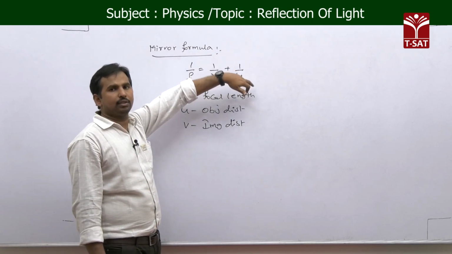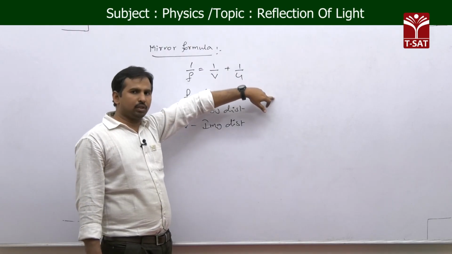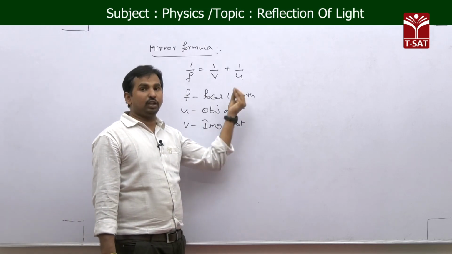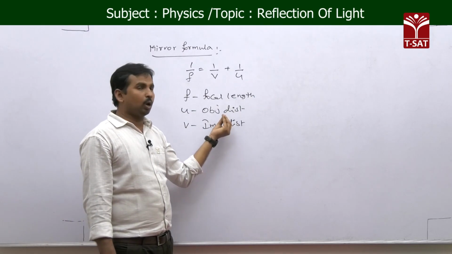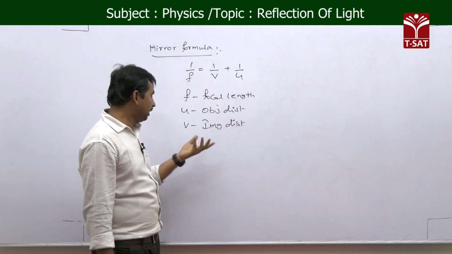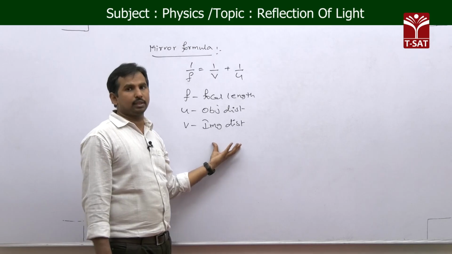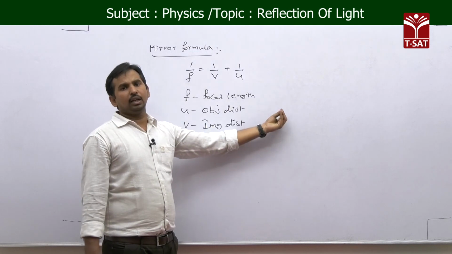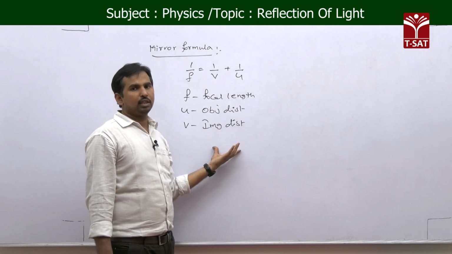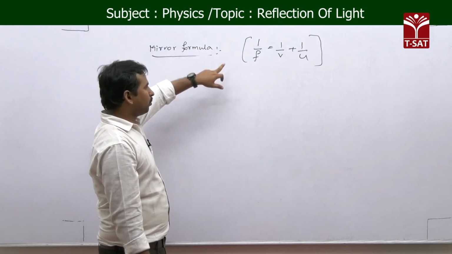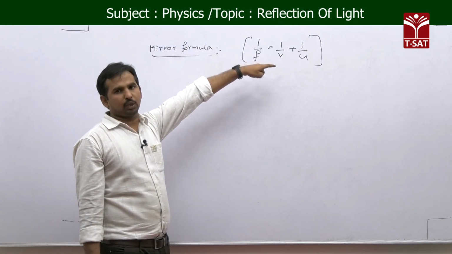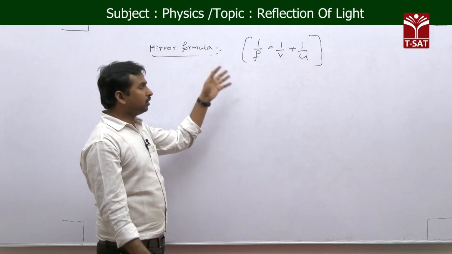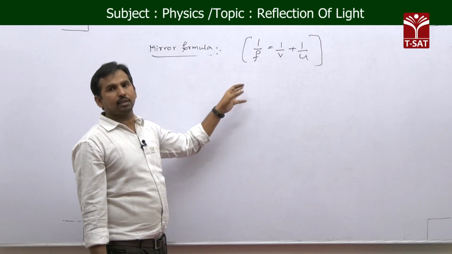Focal length is the distance between the pole and the focus. Object distance is the distance between the mirror and the object, and that we call the object distance. Whereas v represents the image distance, which is the distance between the mirror and the image formed. As we have the mirror formula 1 by f is equal to 1 by v plus 1 by u, f, v and u are all distances. With these distances, we have a problem while taking the sign.